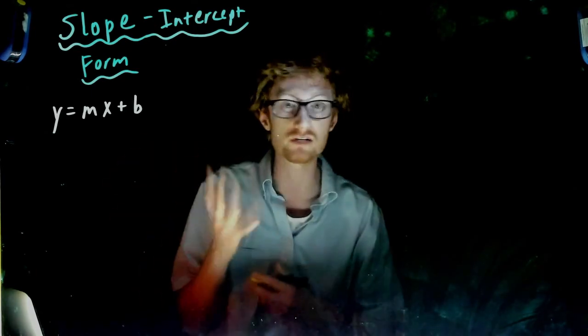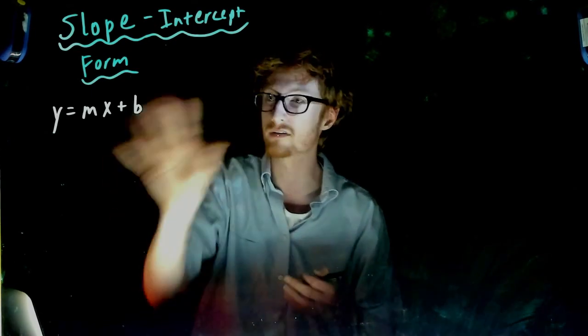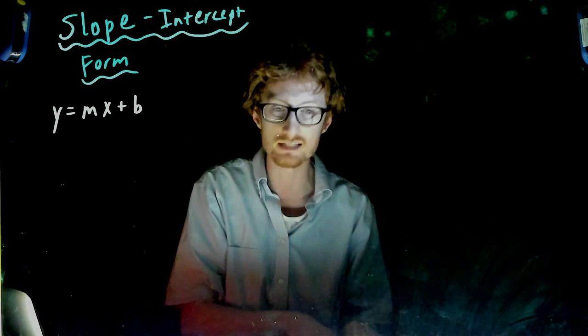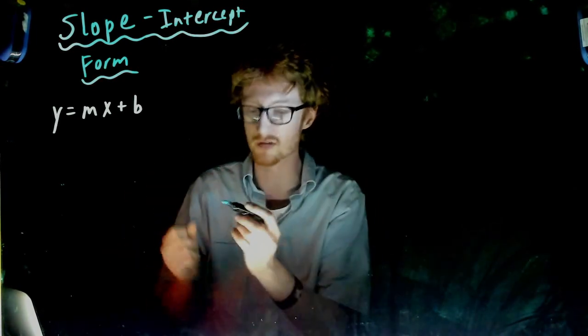But here's the basic form of a line. This is called the slope-intercept form. It's actually really easy once we get a hang of it. We'll talk about how to graph it eventually, but for now, let's get familiar with the form. y equals mx plus b.